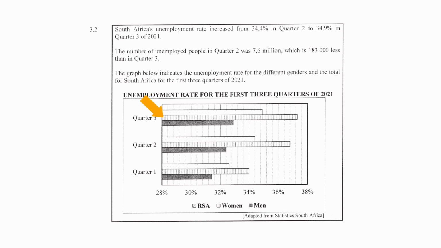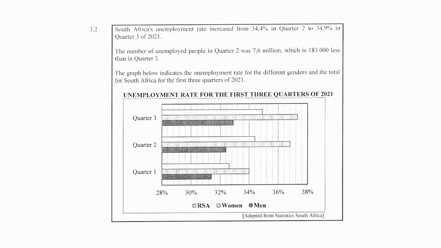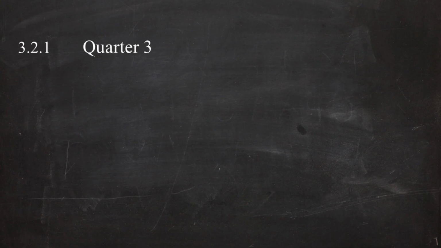The middle bar of all 3 quarters represents the unemployment rate of women in South Africa, and the lowest bar of all 3 quarters represents the unemployment rate of men in South Africa. In question 3.2.1, you have to write down the quarter which shows the highest rate of unemployed men. From the graph, we see that the quarter that showed the highest unemployment rate for men was quarter 3.